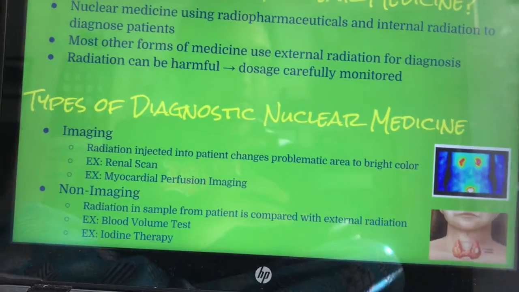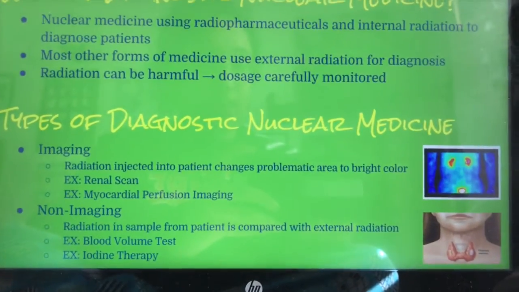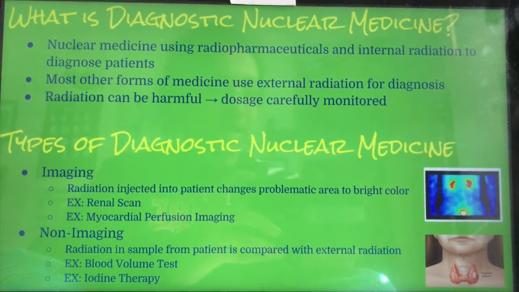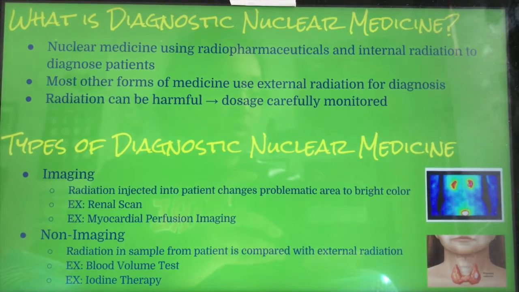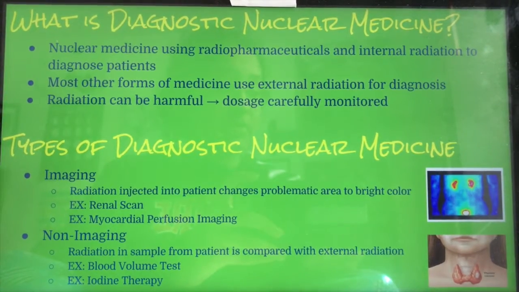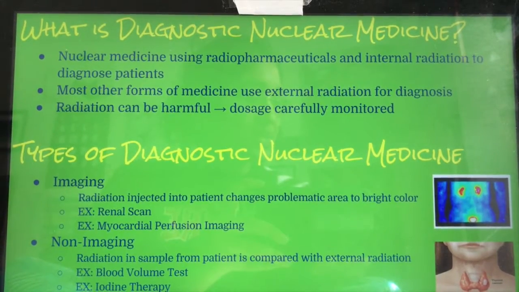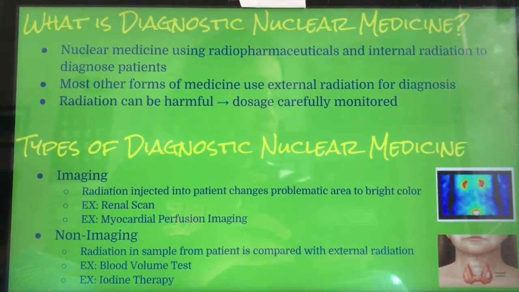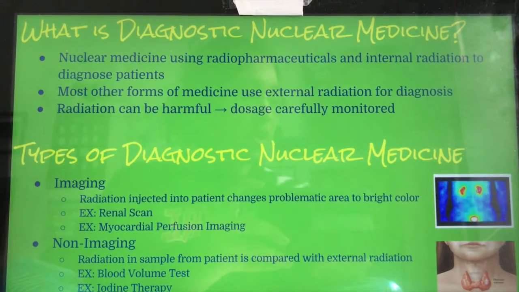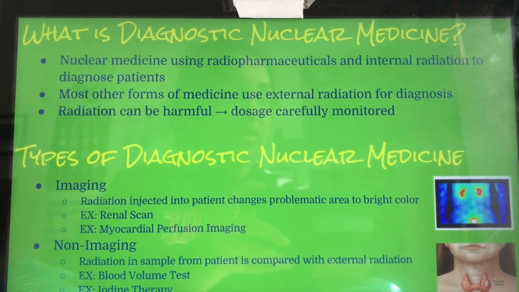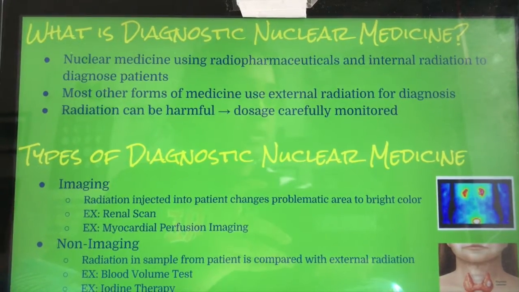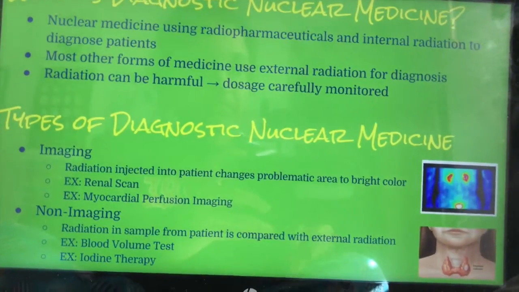Another example of non-imaging is iodine therapy, in which I-131, also known as radioactive iodine, travels to the thyroid to kill cancer cells and leaves the rest of the body unaffected since it can only permeate thyroid tissue. This helps treat thyroid cancer.